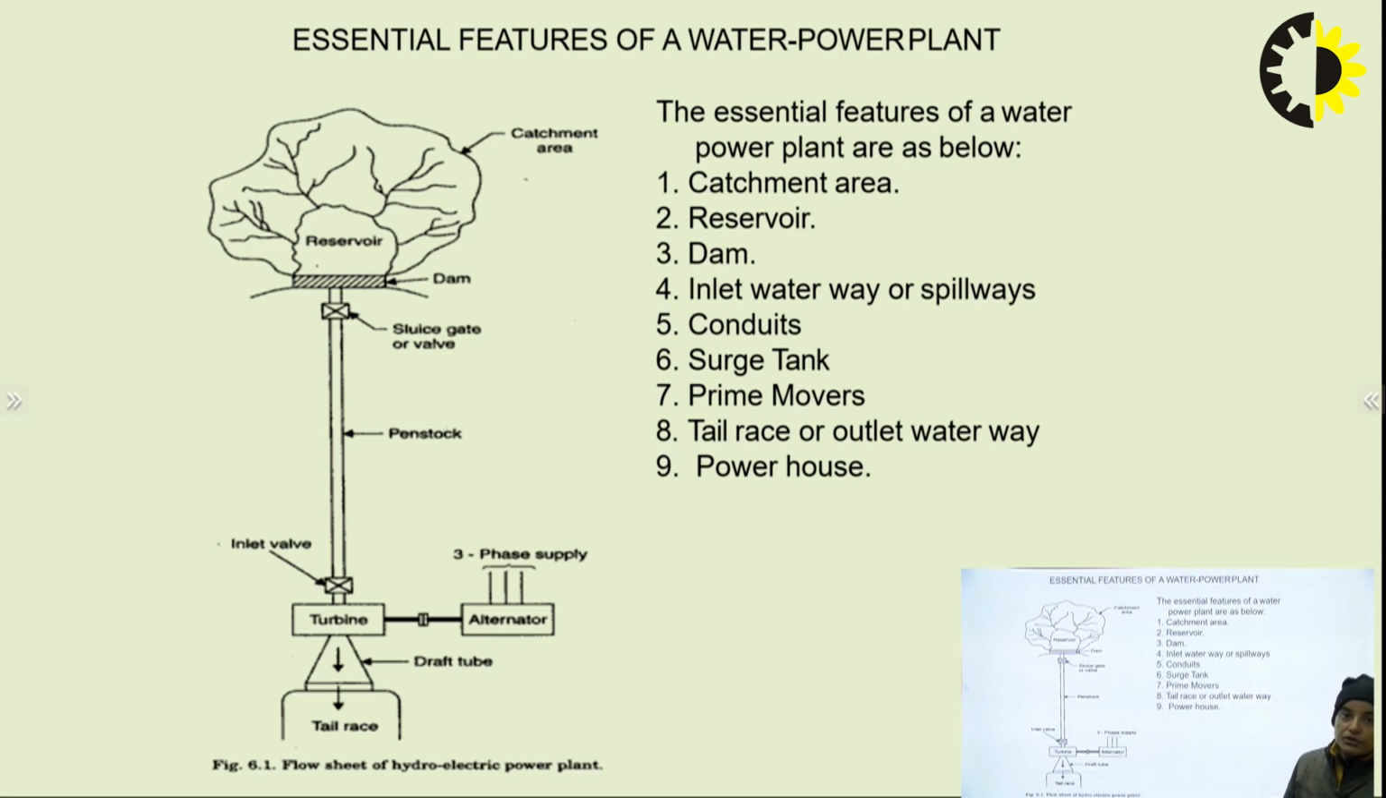So the essential features of a water power plant or hydro power plant are catchment area, reservoir, dam, inlet waterway or spillways, conduits, surge tank, prime movers, tail race or outlet waterway, and powerhouse. Tail race is the portion which sends the water that comes from the penstock through the turbine back to the river again. So that portion is the tail race.